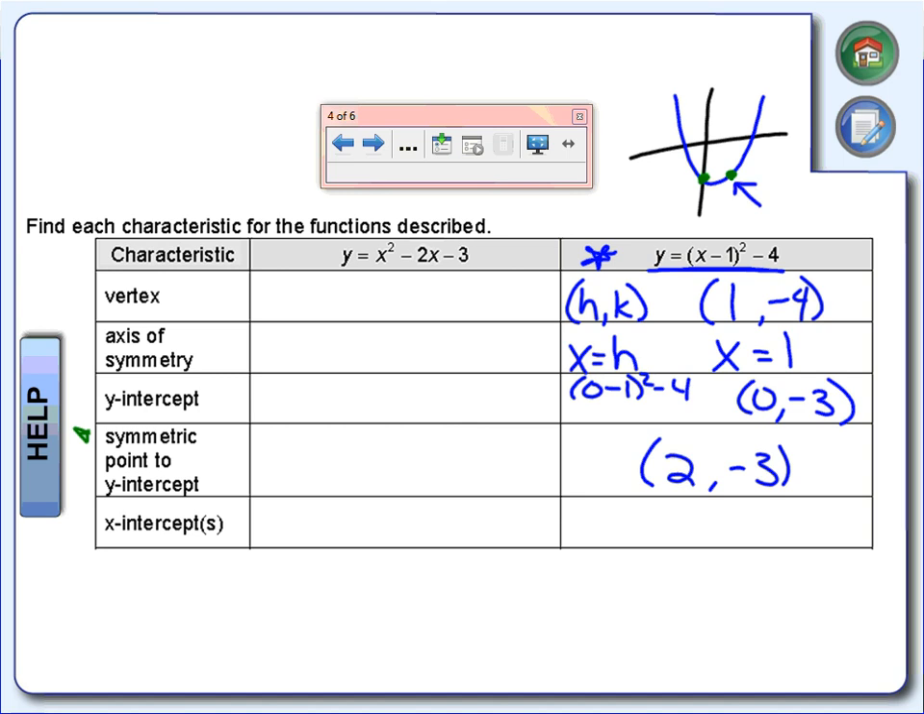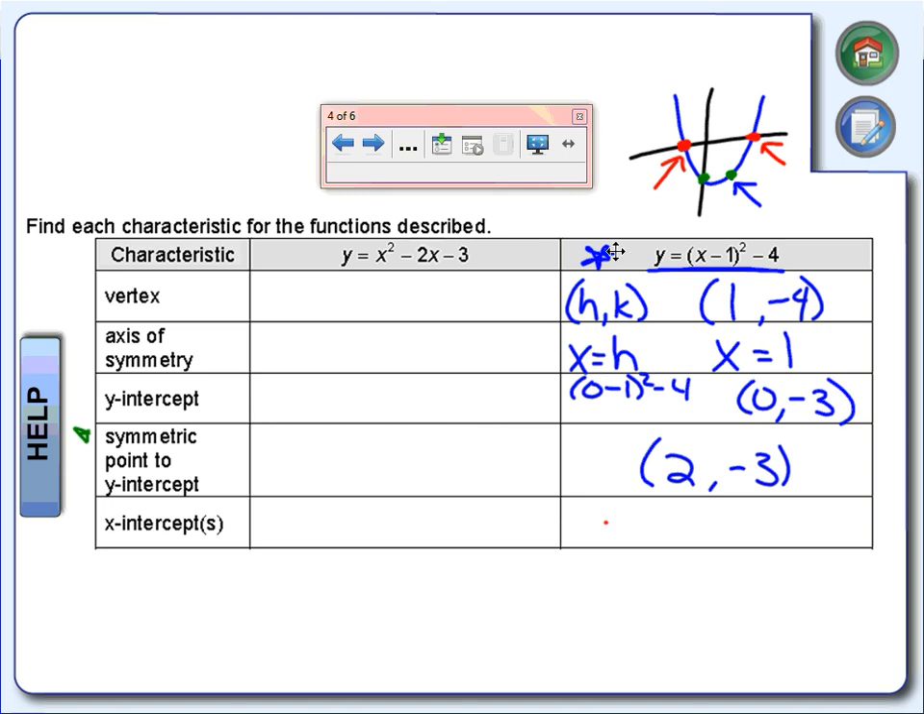The last thing we're looking for are the x-intercepts. As you can see from this graph on the calculator, you have two of them. This is one of your x-intercepts, and this is the other. Those are the ones we're looking for. So let's start with this one right here. What is that? -1, or (-1, 0). So let's write that down.